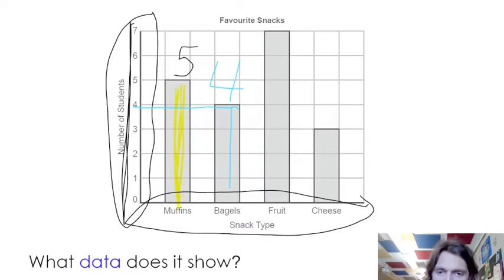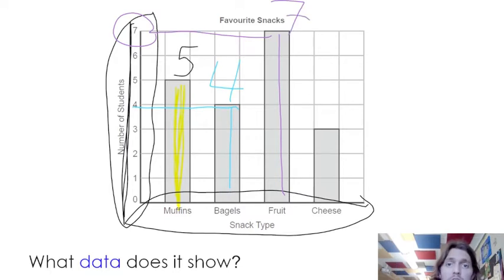Now let's go to fruit. So fruit, look at that one. Fruit's actually pretty easy, right? Because we go all the way to the top. We don't need to count up too much because it's all the way at the top, and we just need to see what the top number is, which is 7. So for fruit, it is 7.